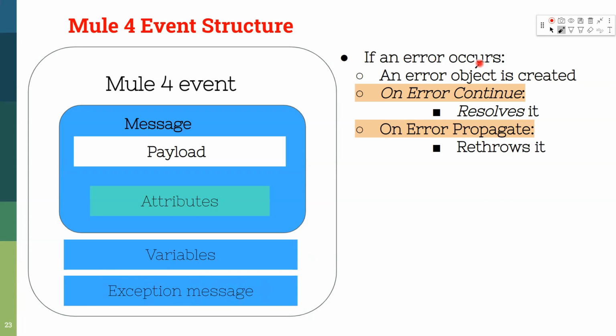And what happens when an error occurs? An error object gets created, and how the error object gets resolved depends on the error handling scope we have. If it is on error continue, it resolves it, whereas if it is on error propagate, it propagates it, we said.